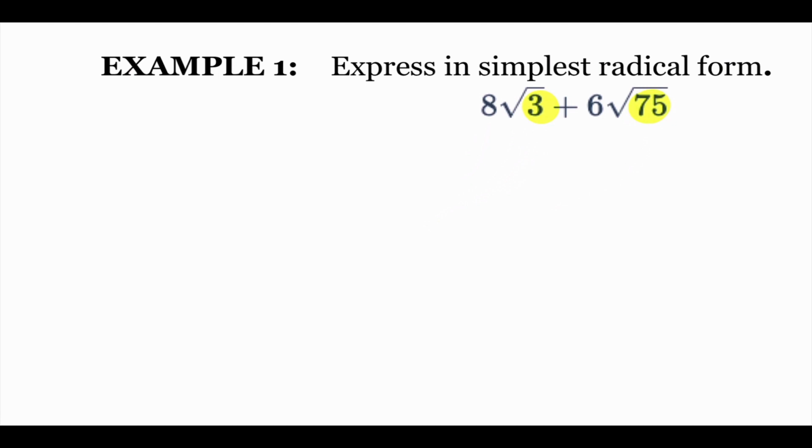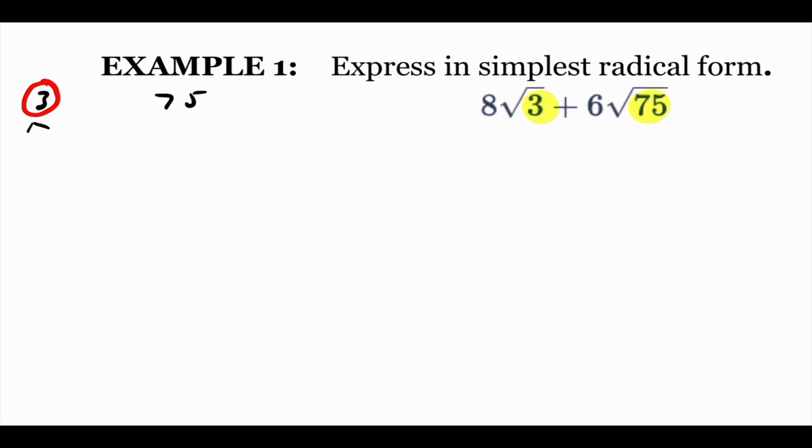So 3 and 75. Well, 3 can't be broken down. 3 times 1. So 3 is already broken down as far as it can. So I'm going to circle that.